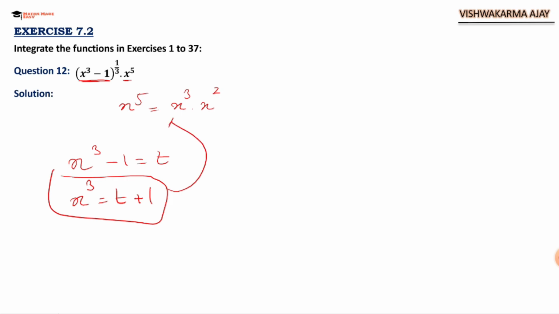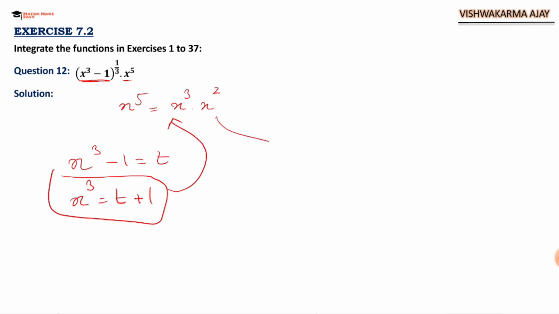Question number 12. This is very important. Pay attention to this. (x cube minus 1) to the power 1 upon 3 times x raised to 5. If you take this as t, how will you get the value of x to the power 5? Well, we have a solution for that. This x to the power 5 can be written as x to the power 3 and x to the power 2. If we take x to the power 3 minus 1 as t, we have already got the value of x to the power 3, that is t plus 1. This will replace our first term.